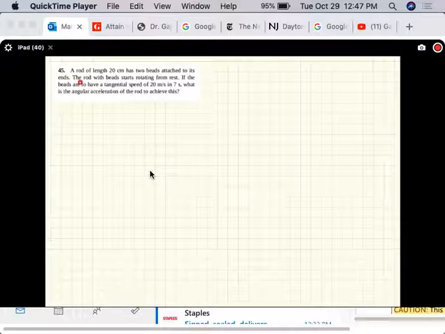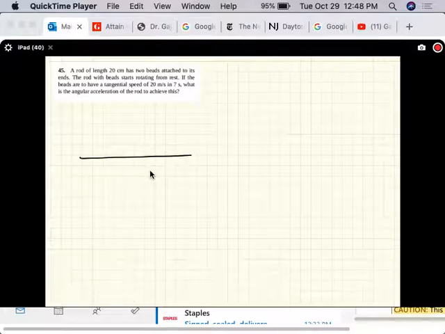All right, this problem says a rod of length 20 centimeters has two beads attached to its ends. The rod with beads starts rotating from rest. If the beads are to have a tangential speed of 20 meters per second in 7 seconds, what is the angular acceleration of the rod to achieve this?